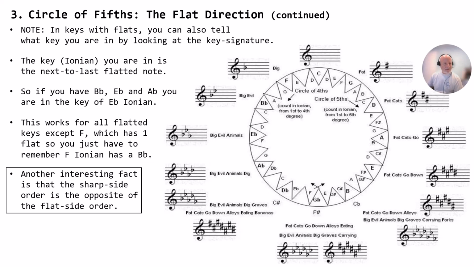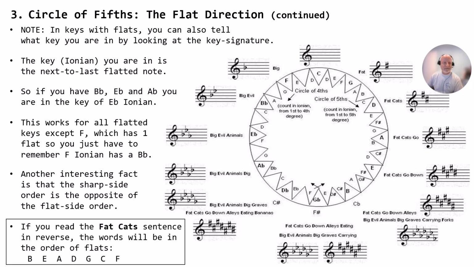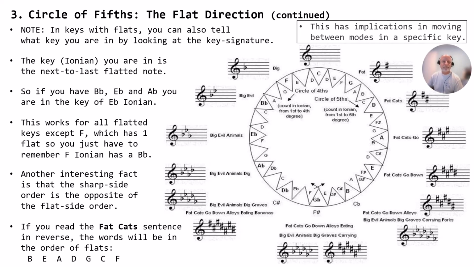Another interesting thing is, it's obvious if you think about it, but the sharp side order is the opposite of the flat side order. So if you read the fat cat sentence in reverse, the words will be in the order of the flats, the big evil animals dig graves carrying forks order. Now this has implications. You might wonder why this is important? Well, this has implications in moving between modes in a specific key.